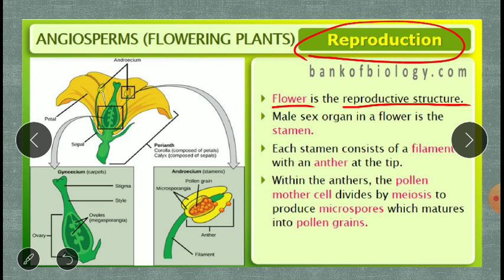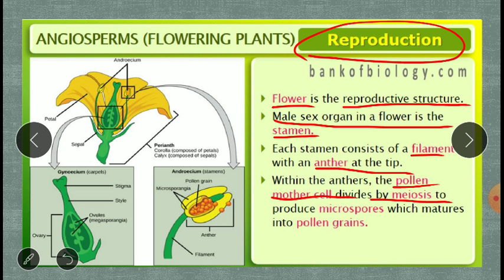The male and the female organs are going to be situated in this flower. The male sex organ in the flower is the stamen. Each stamen consists of a filament with an anther at its tip. Within the anther, the pollen mother cell divides by meiosis to produce microspores, which mature into pollen grains.